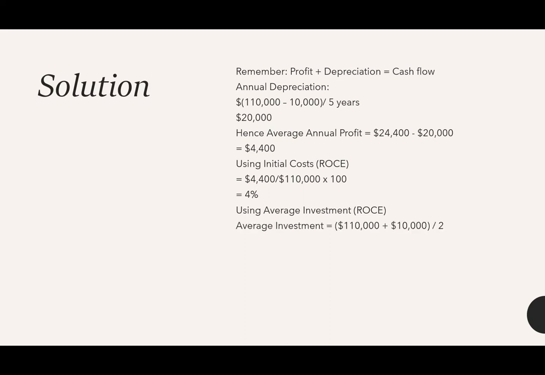So for average investment, you have to take the initial capital cost, which was 110,000, and the scrap value, which is 10,000. So this gives you 120,000 in total. Divide by 2, you get your average investment, which is 60K. So using again the same profit, 4,400 divided by 60,000 investment, you will get a return on capital employed of 7.33%. So this is one of the drawbacks, which I'll be explaining later also, that there's a lot of subjectivity when it comes to the calculation of return on capital employed. I mean, if you change the investment amount, it can radically change your return on capital employed.